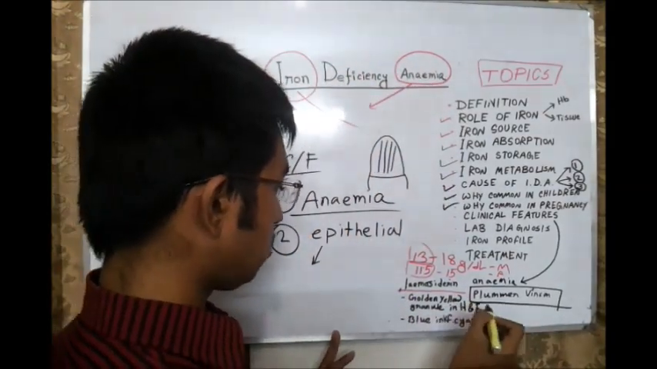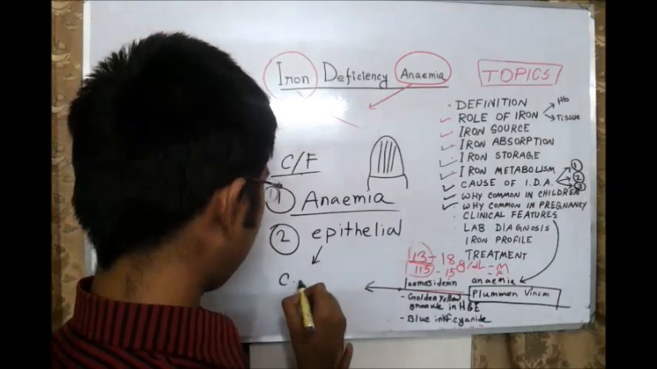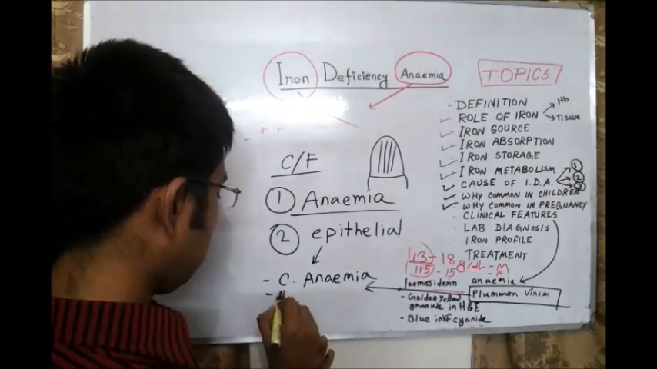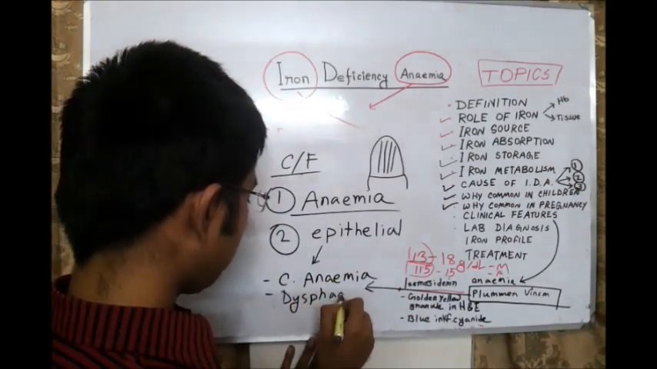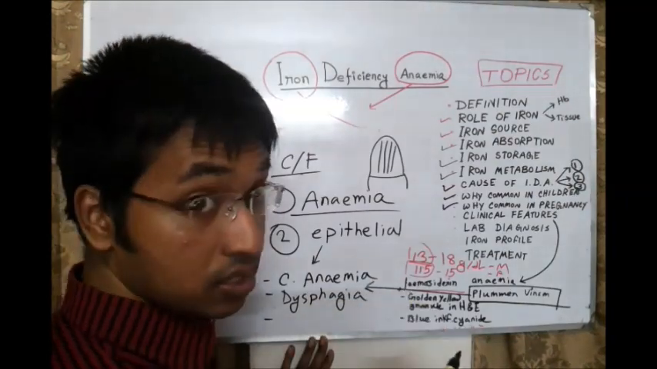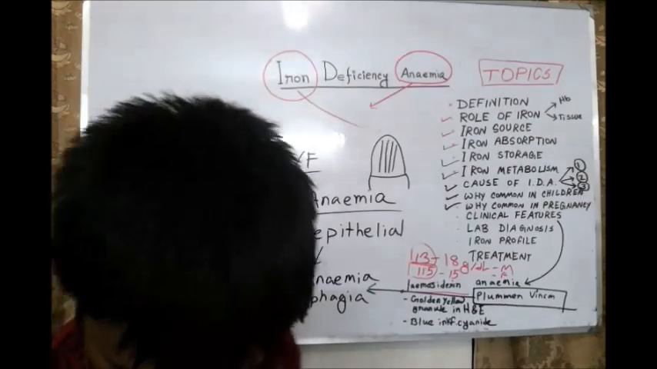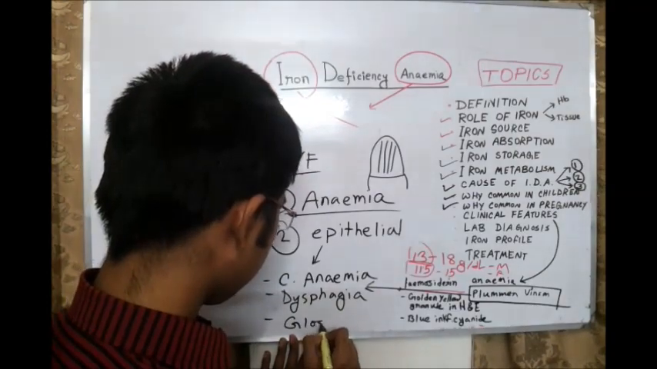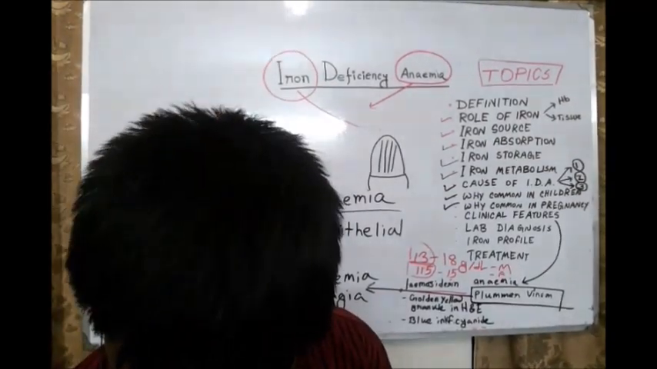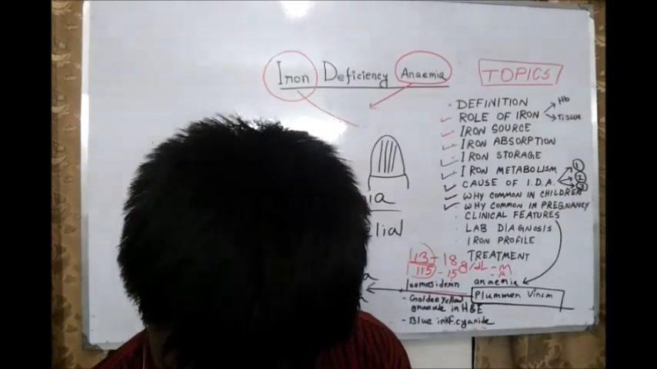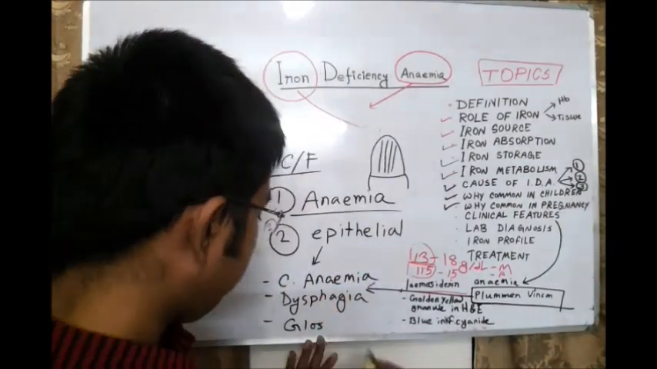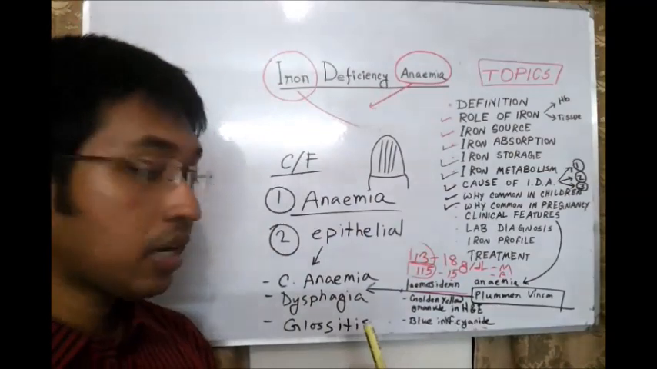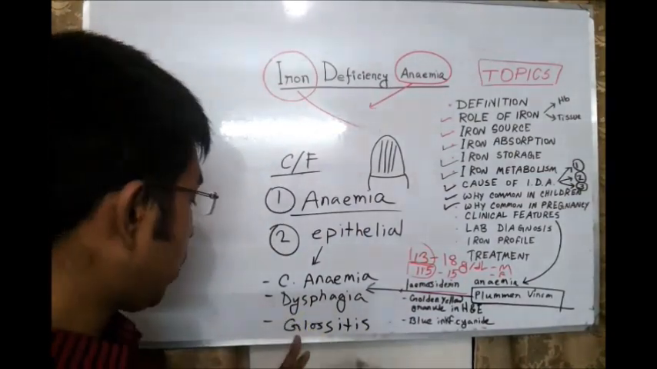So Plummer-Vinson syndrome, I am writing here. There will be chronic anemia, dysphagia, difficulty in swallowing solid food, and one more thing, glossitis, inflammation of the tongue. So these three things are known as Plummer-Vinson syndrome. One thing you may be asking: why will we have dysphagia?